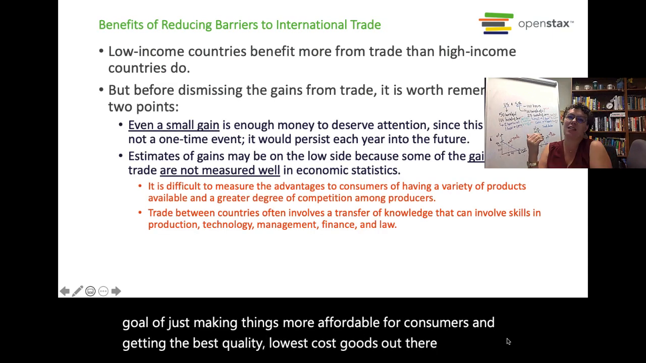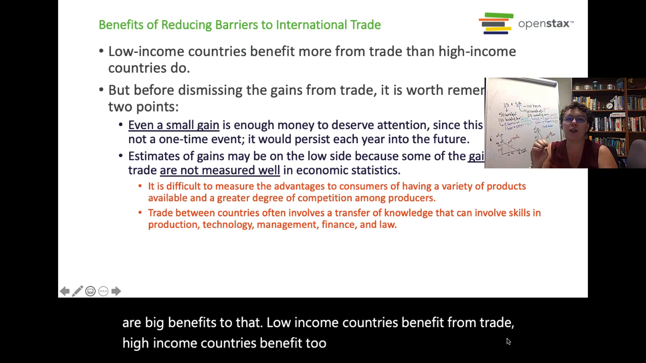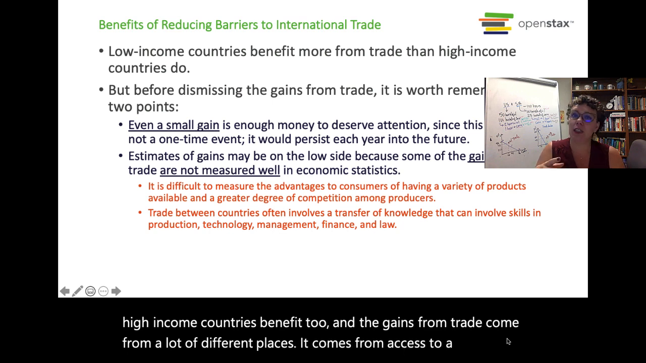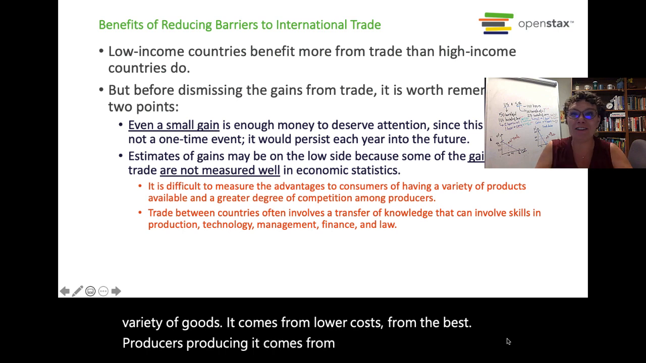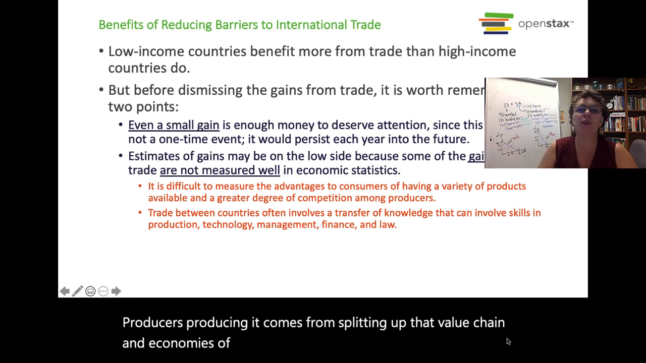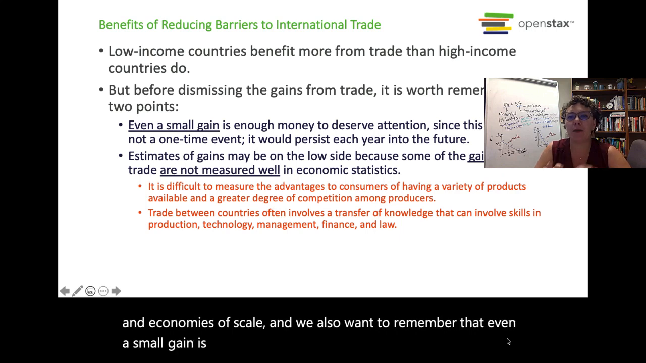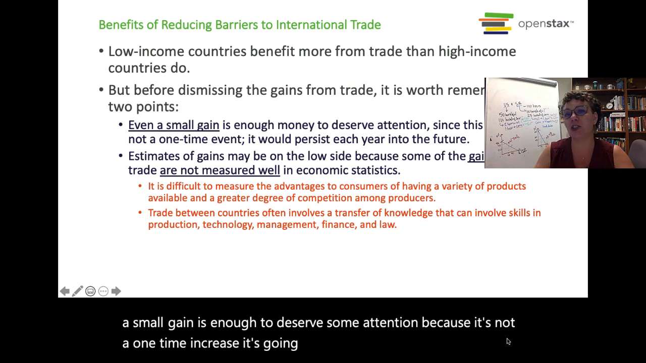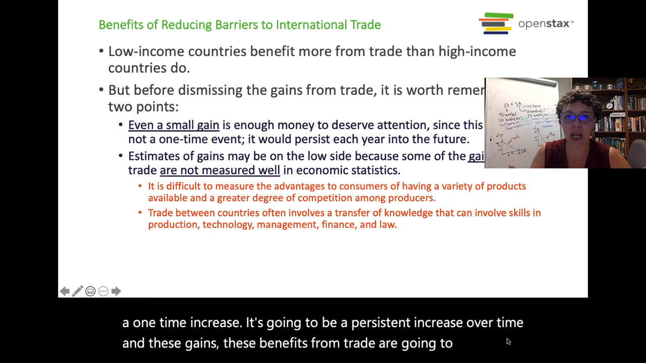And there are big benefits to that. Low-income countries benefit from trade. High-income countries benefit too. And the gains from trade come from a lot of different places. It comes from access to a greater variety of goods. It comes from lower cost from the best producers producing it. It comes from splitting up that value chain and economies of scale. And we also want to remember that even a small gain is enough to deserve some attention, because it's not a one-time increase. It's going to be a persistent increase over time. And these gains, these benefits from trade, are going to add up over time.